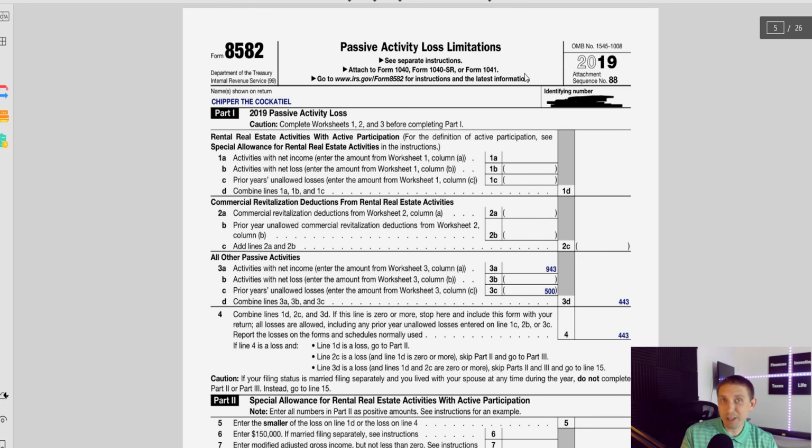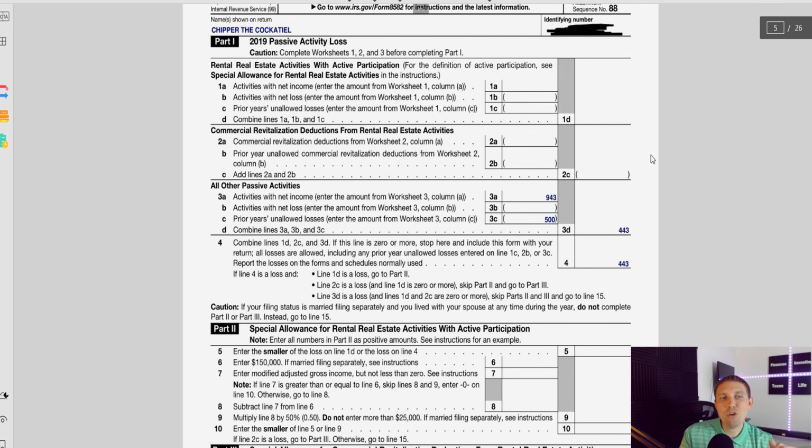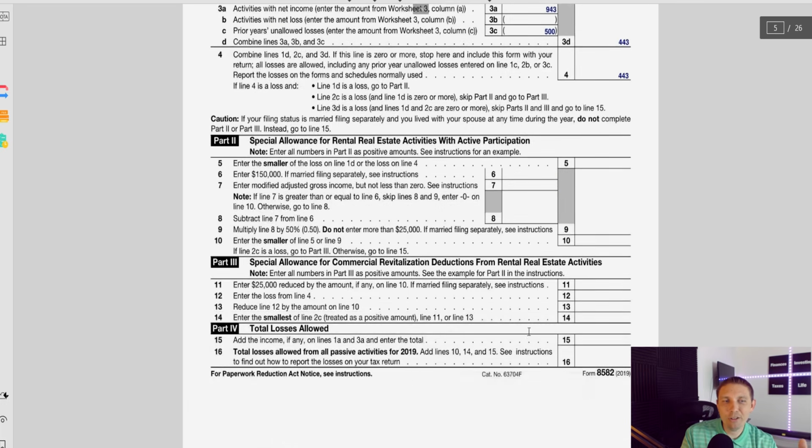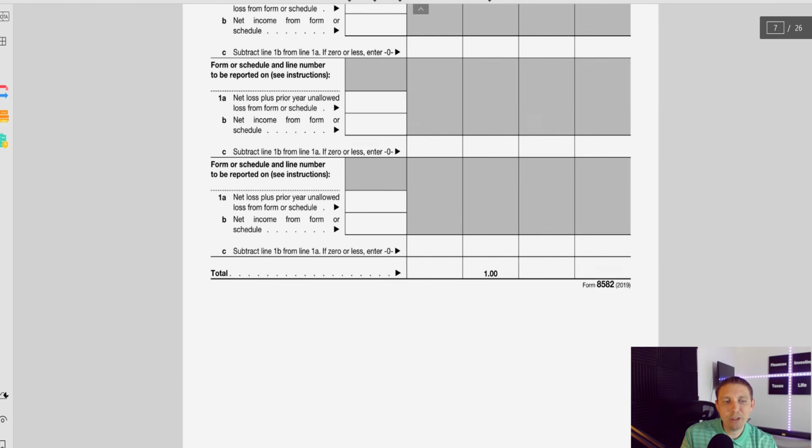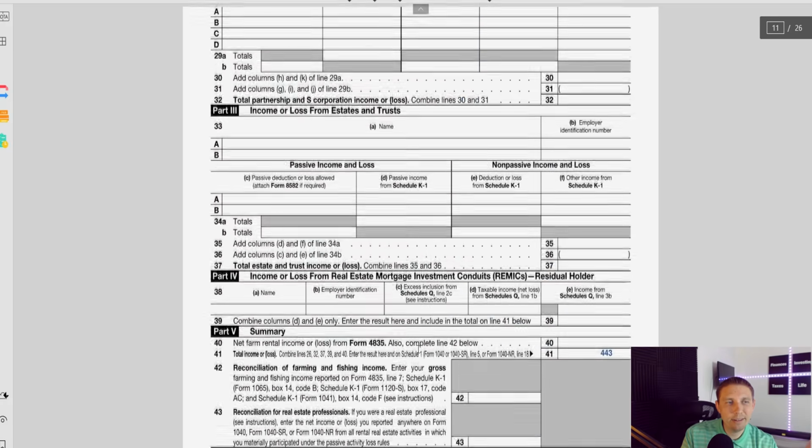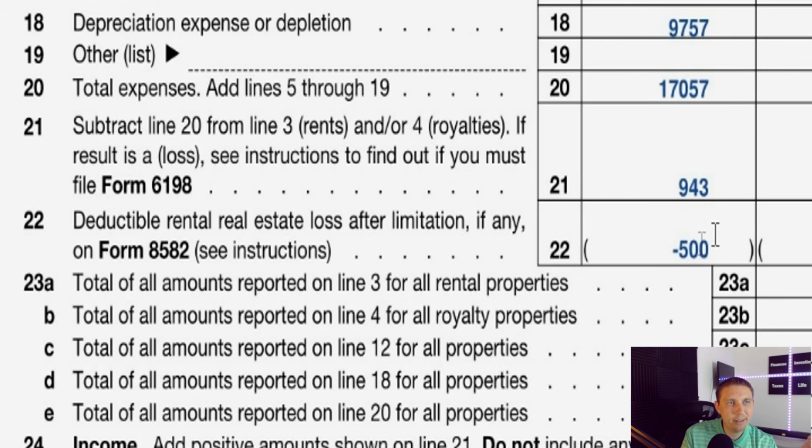There's also another form you'll want to familiarize yourself with, and that's the passive activity loss limitation form, Form 8582. And that's if you have losses from a rental property that you cannot deduct in the current year, those get carried over here. And so that $500 I use in this example, just to show you an example, that's where that's coming from. It's from a previous tax year, that loss carried forward, and that $500 transferred to Schedule E, if you guys remember, on that tax form right here. That's where that $500 came from. That came from Form 8582.